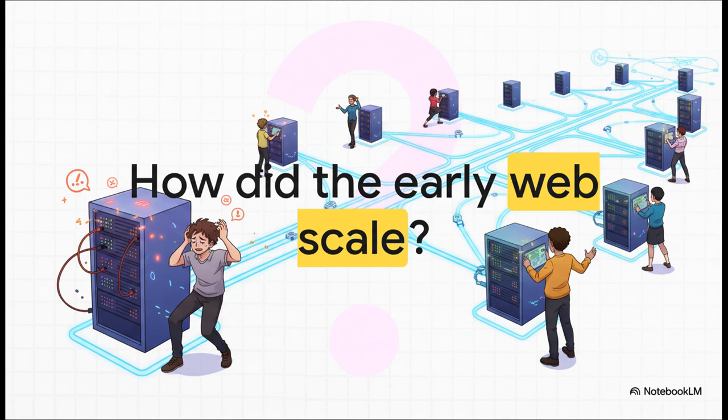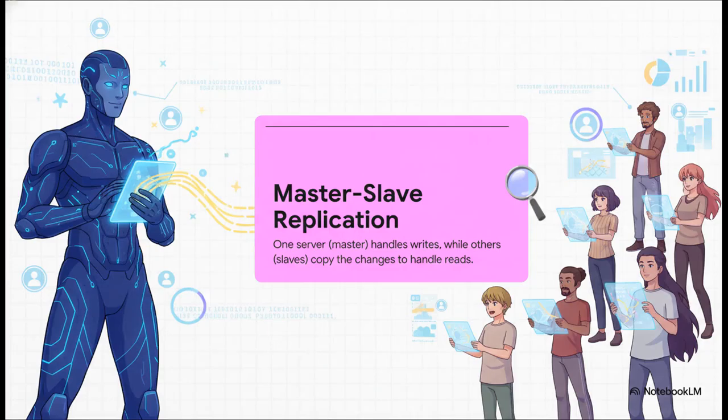All right, let's start with the big question, the one that every developer in the early days of the web ran into. You build a cool website, people love it, and all of a sudden, your one little database server is just melting. What do you do? You can't just keep buying a bigger and bigger computer forever. The answer, it turns out, was an idea that pretty much changed everything. And this was it, master-slave replication.